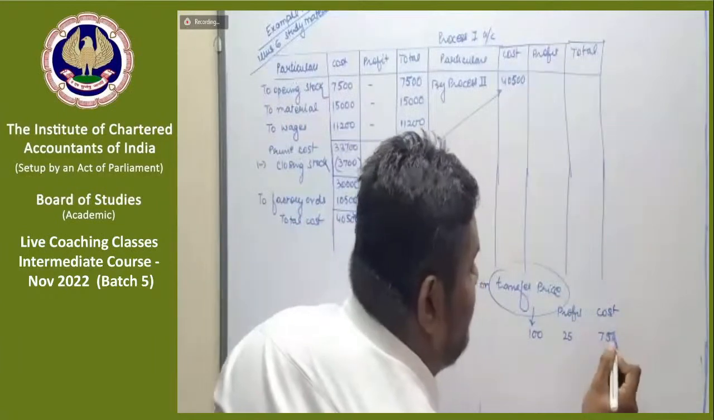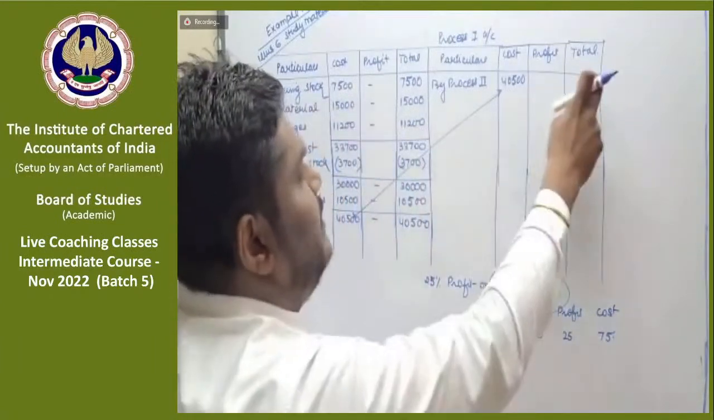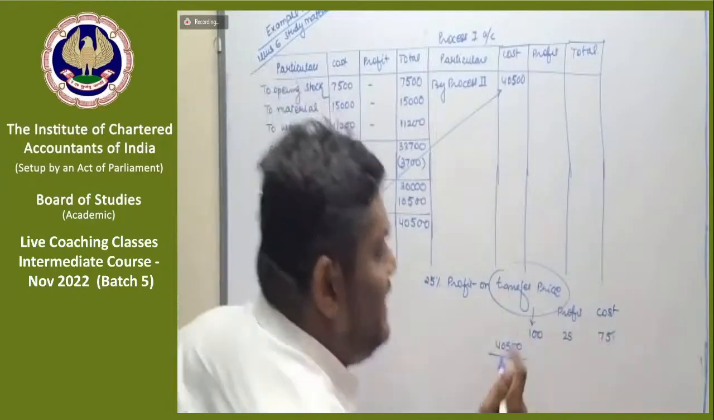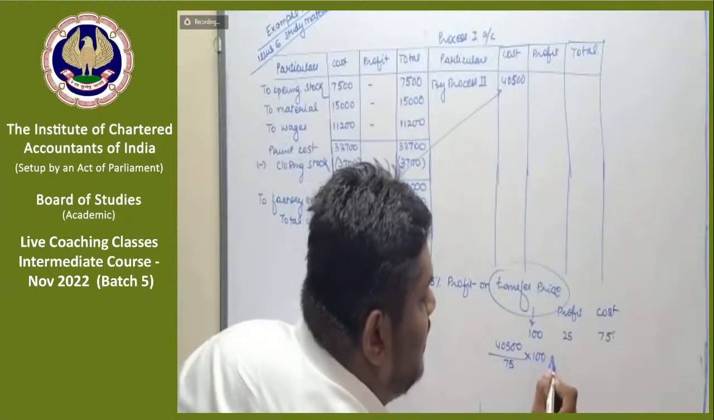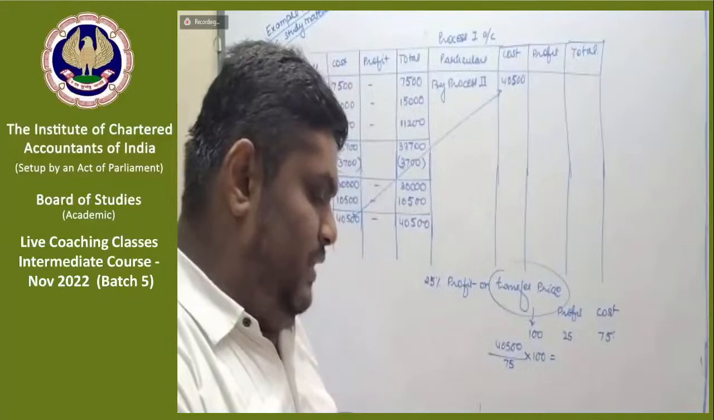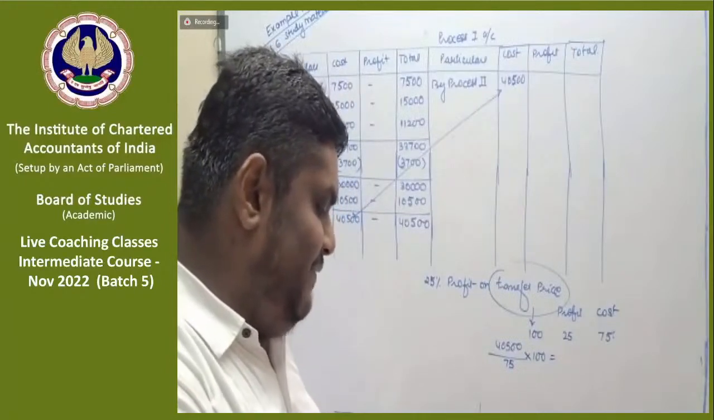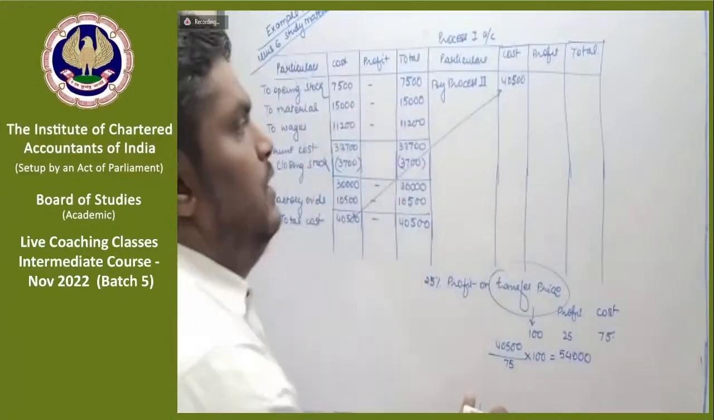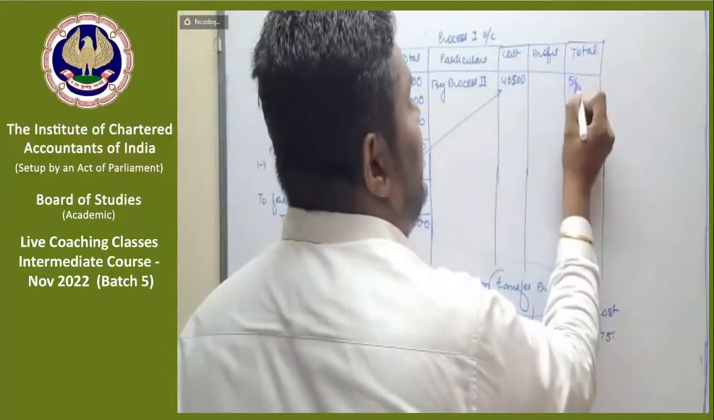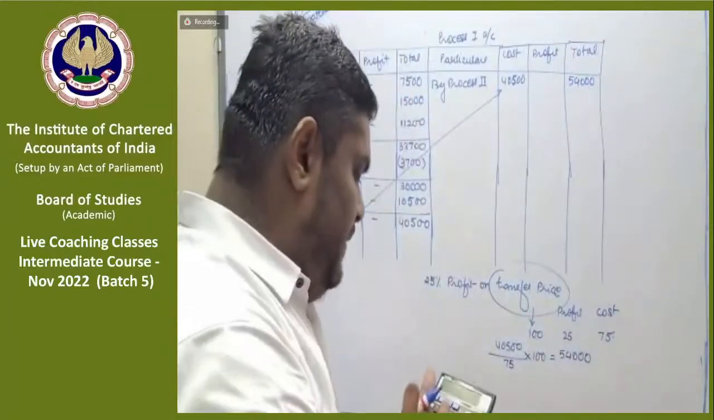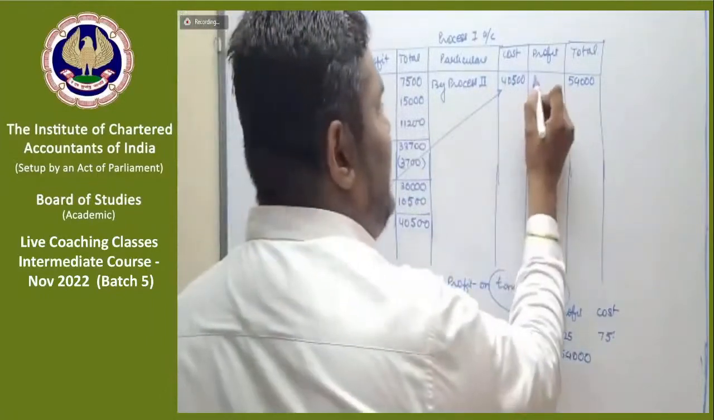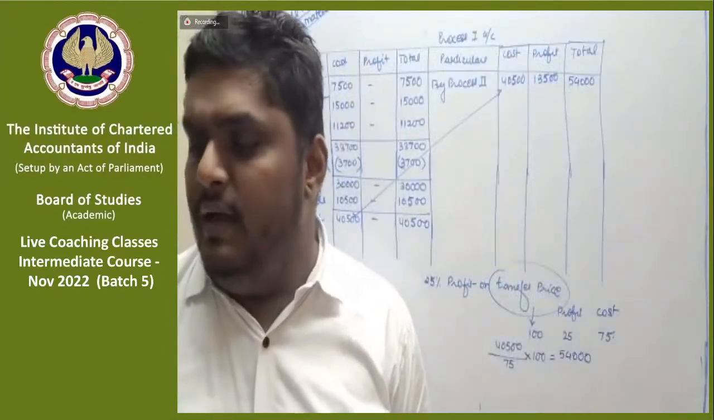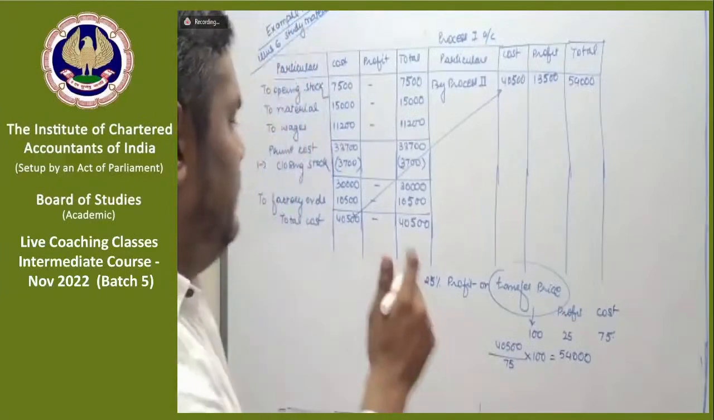That is 75. So we'll get the final amount that is in the total column as 40,500 is the total cost. The cost is equal to 75. So how much will be 100? That will be the sale value. That is 40,500 divided by 75 into 100. That is 54,000. So this 54,000 will be recorded here. And the total profit in this process is 13,500. That is the profit that we have calculated. And 13,500 is the profit that we will record here.